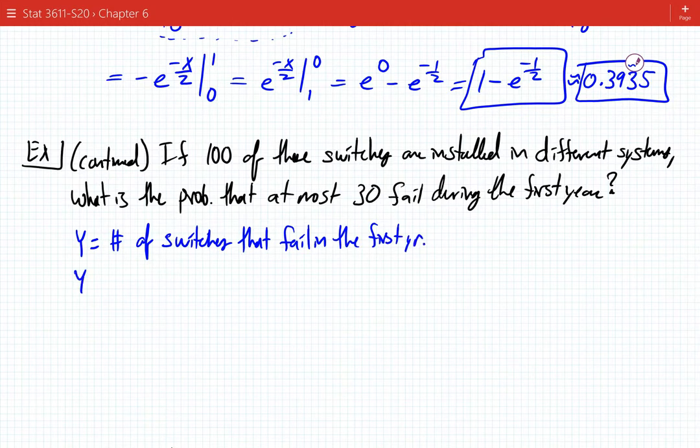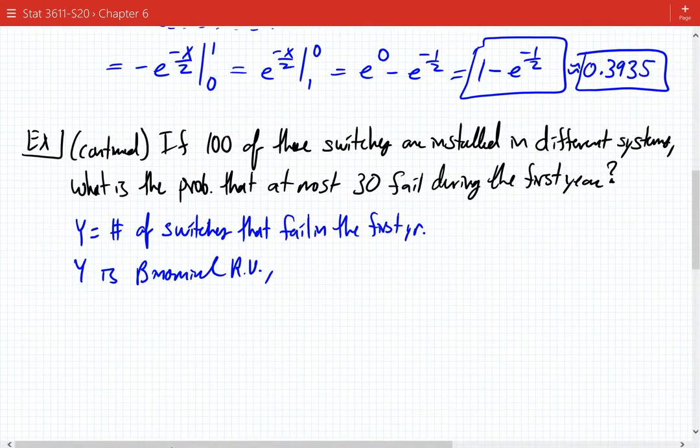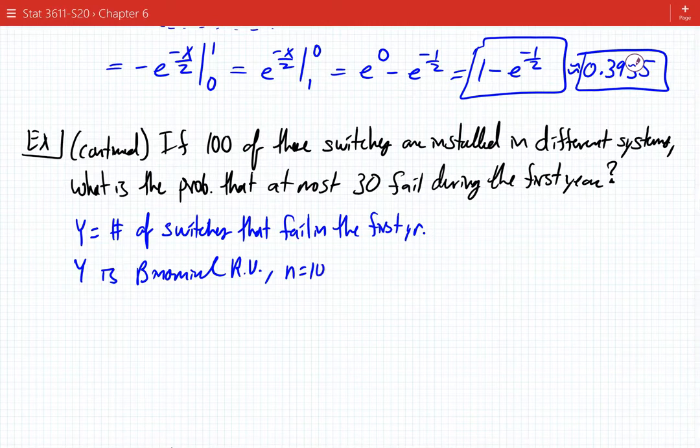So y then is binomial. It's a binomial random variable. I'm just using y instead of x because I've already used x in the previous part of the problem above. You're doing n equals 100 trials, 100 of these switches.